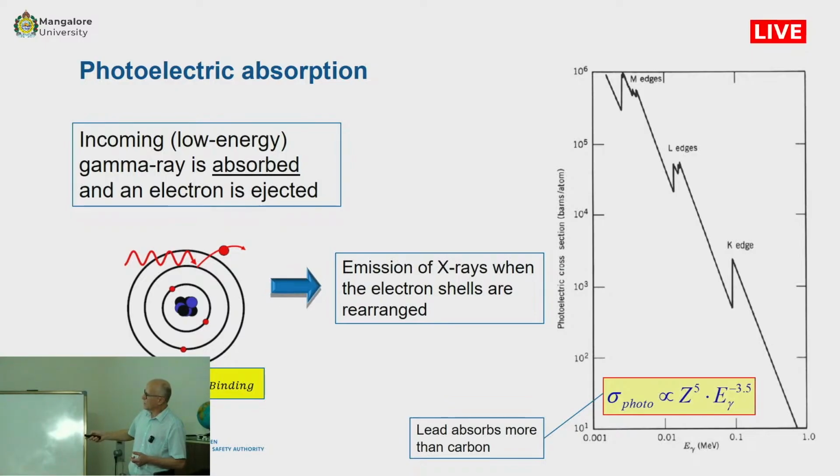So interaction probability depends very strongly on the atomic number, very strongly. And it is also inversely proportional to the energy of gammas. So this means that it is important only for low energy. And this Z^5 means that lead absorbs more than, for example, copper.